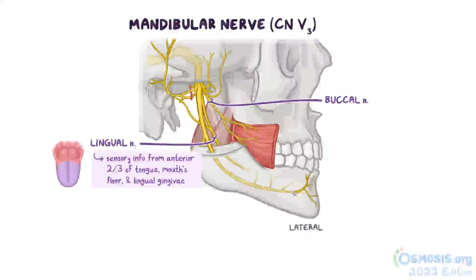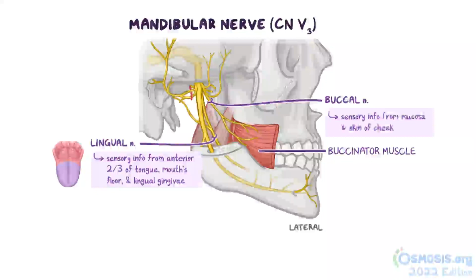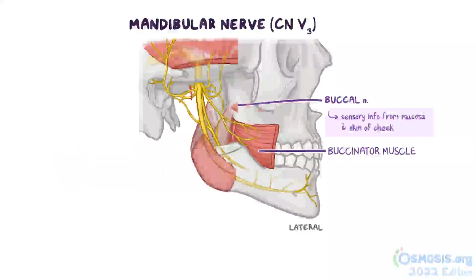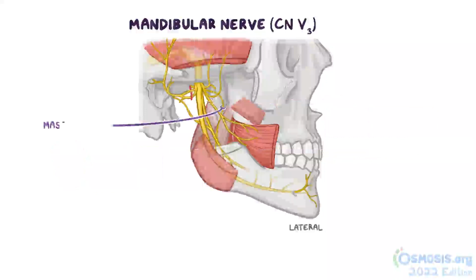It also travels antero-inferiorly, and it pierces the buccinator muscle to eventually carry sensory innervation from the mucosa and skin of the cheek. The last 2 branches of the mandibular nerve are the masseteric and deep temporal nerves.